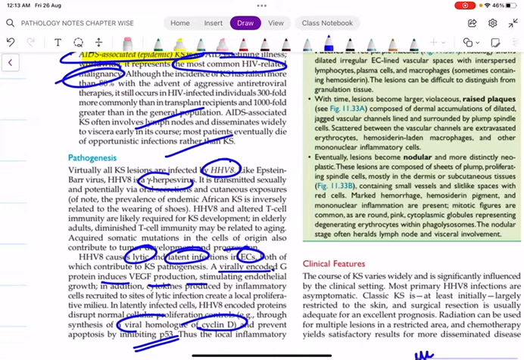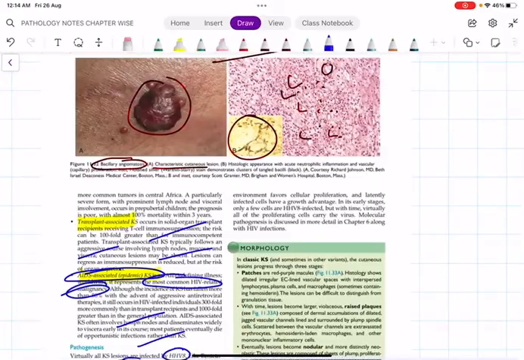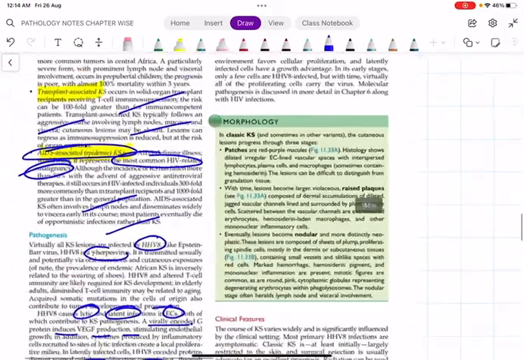So it will stimulate cell cycle progression, and at the same time it is going to inhibit P53. P53 is a tumor suppressor gene. When the tumor suppressor gene is inhibited, what will happen? Automatically the cell cycle will progress. That you know already. So this is the pathogenesis. Now let us see what is the morphology.